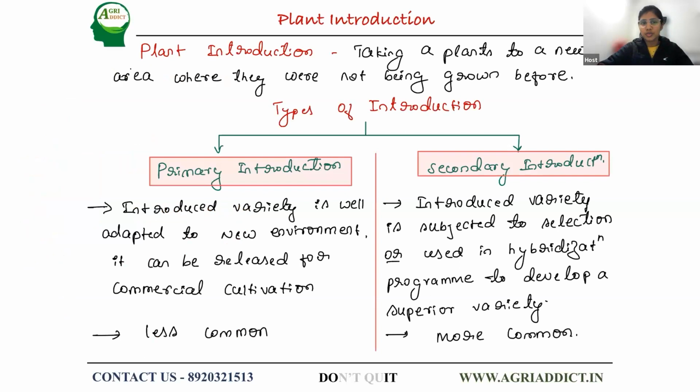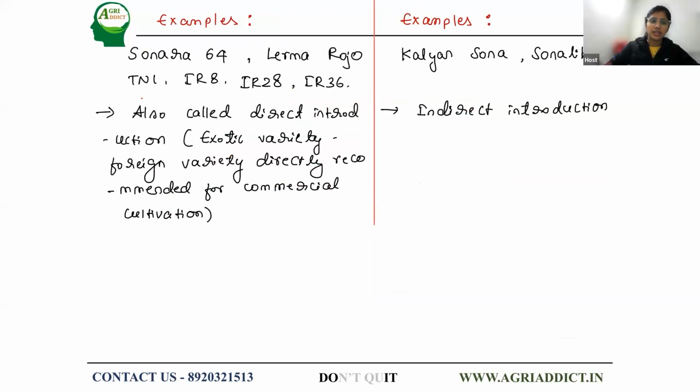Since it is mostly examples, I'll take the flow with the notes only. We have the definition of plant introduction: it is nothing but taking a plant into a new area where it was not grown before. We have seen primary introduction and secondary introduction. Primary introduction is less common; we don't see it very frequently. Secondary introduction is very common, and even our green revolution is associated with this kind of introduction. We have seen the examples also.